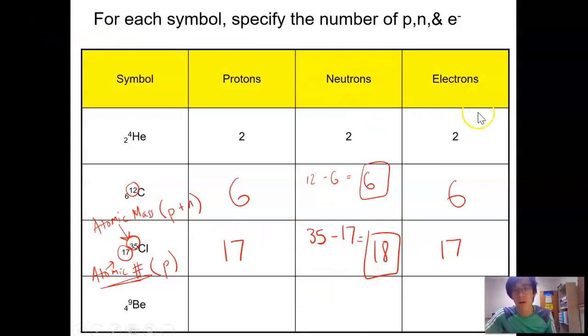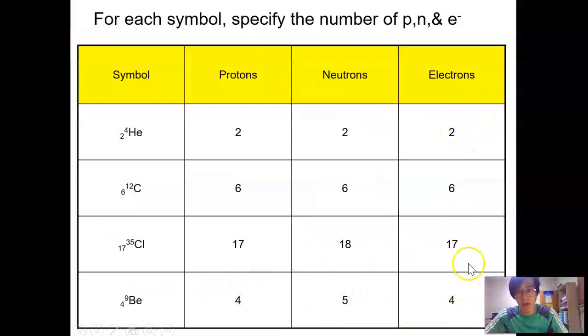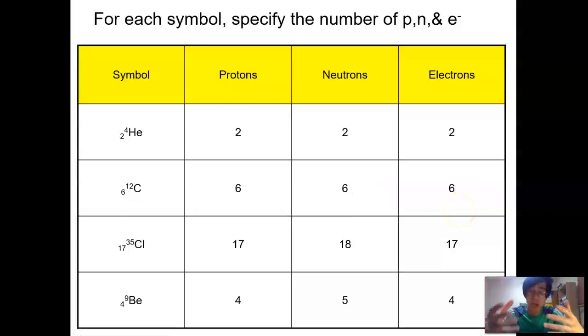All right, and if you keep on going, try the last one on your own. Pause this video, and if you already went forward, this is kind of what you should get for your table. Your quiz is going to ask you something like this, where you have to find the number of protons, neutrons, and electrons for each element.